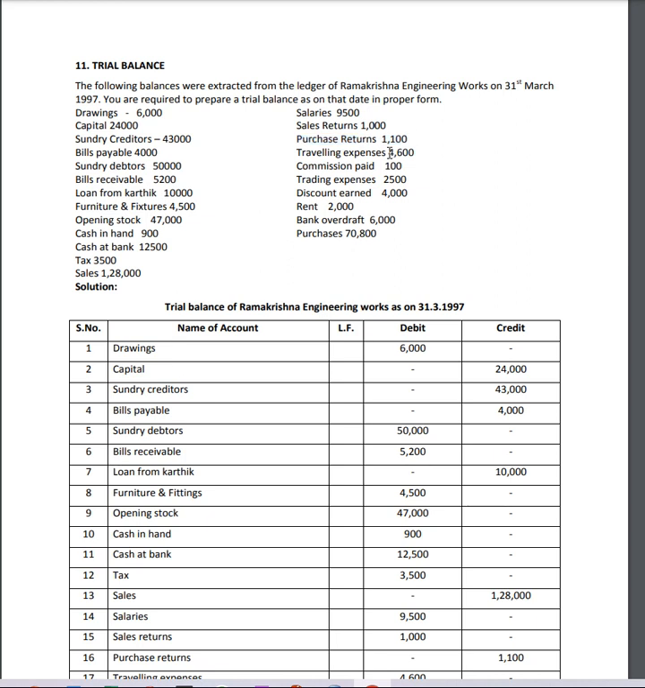Next, traveling expenses, directly they are saying this is an expense, obviously you know that expenses should be debited. Purchase returns is income or gains, so that should be credited. Sales return is a loss. Expenses or losses, but this is not an expense item, that is a loss item, so that should be debited. Next, commission paid is again an expense, that should be debited.